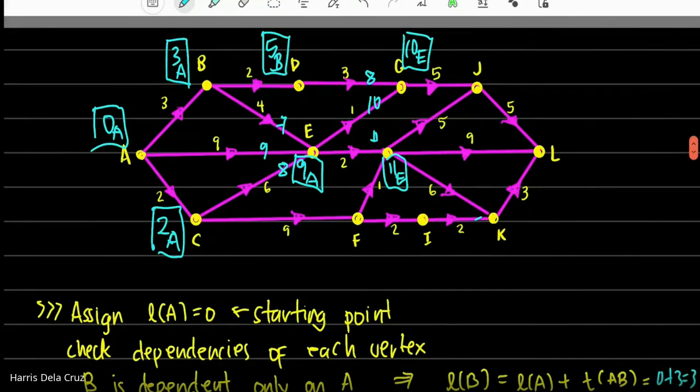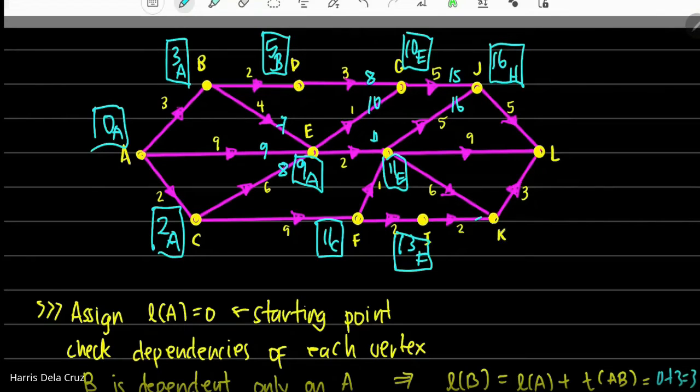Alright. Now, yung F, dependent lang siya kay C. Plus 9. So, 2 plus 9, 11C. Yung J, dependent siya kay D tsaka kay H. G rather. So, G is 10 plus 5, 15. From H is 11 plus 5, 16. Sino mas malaki? 16. So, this is 16H. Hindi ba pwede si L? Kasi wala pa yung K. So, si I galing kay F plus 2. So, that's 13 galing kay F.